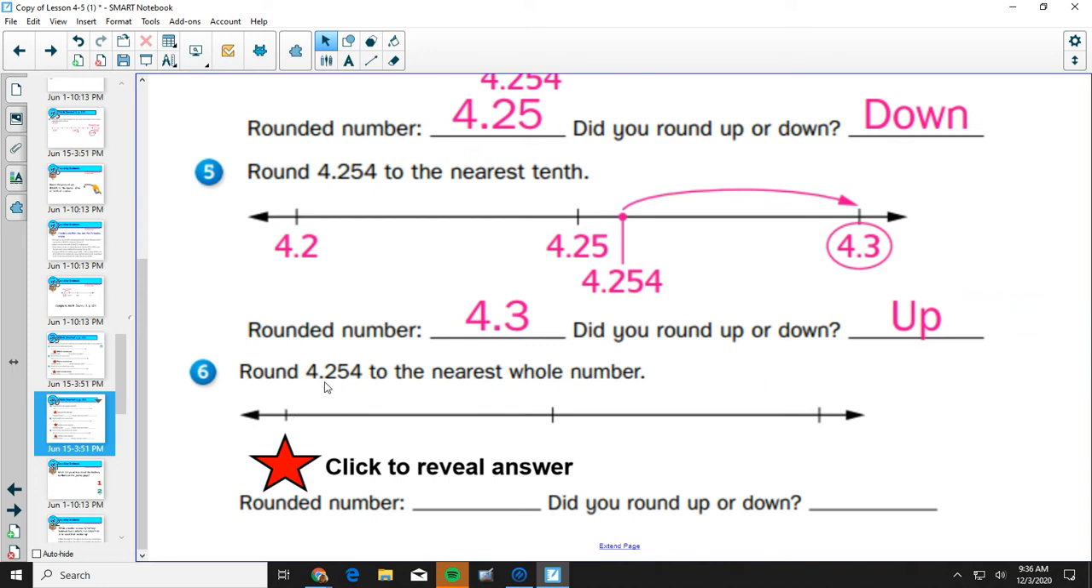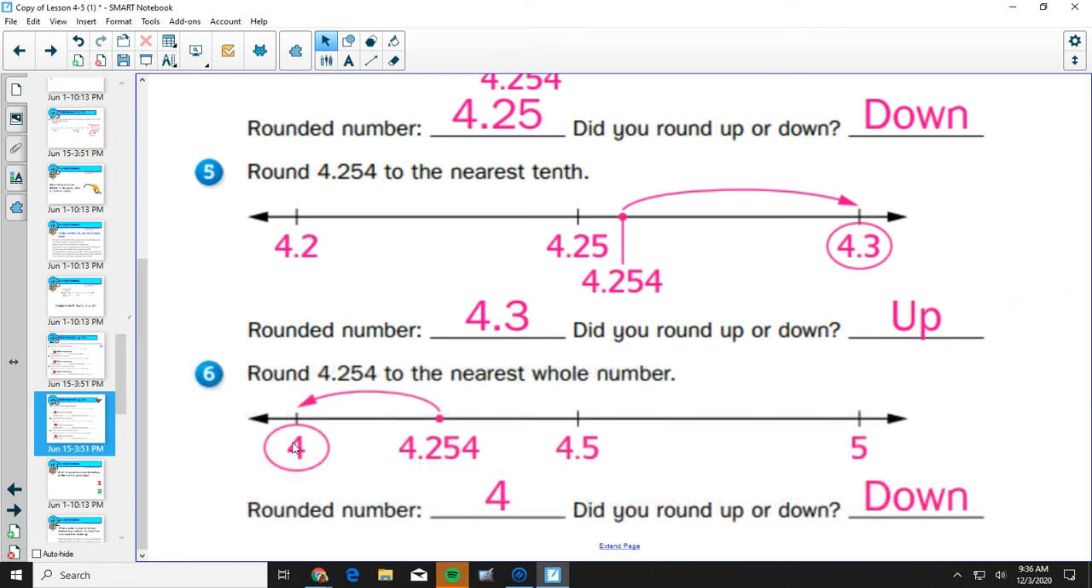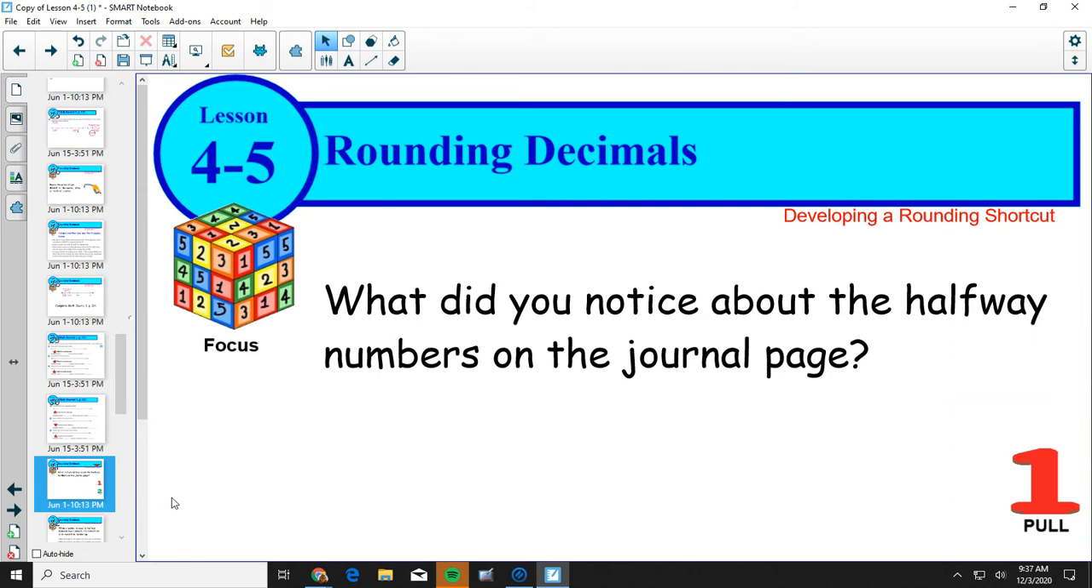And then finally, taking a look at this, we've got the 2 here. And we know the 2 is going to tell the 4 to either go down to 4, or it's going to go up to 5. You're actually rounding down. So you see we've got between the whole numbers of 4 and 5. We know 4.5 is midway. 4 and 254 thousandths is less than 4.5. So it tells us we're going to round down.